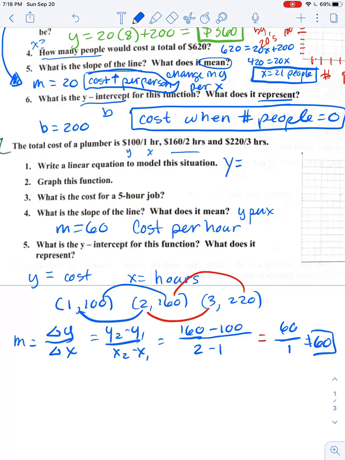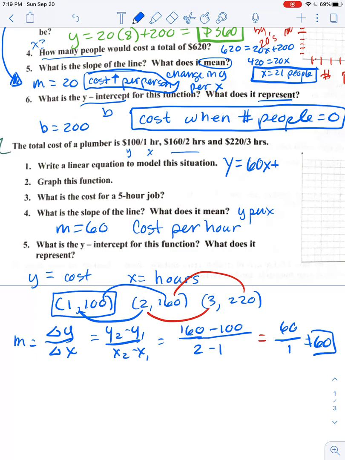So if we're writing our equation, we know that's going to be our slope, y equals 60x. And then we have to figure out how much it costs without even having any work. Because at 1 hour, there was a $100 charge and it's $60 per hour. So that doesn't really make sense. So what I have to do is figure out what it is when x is 0.